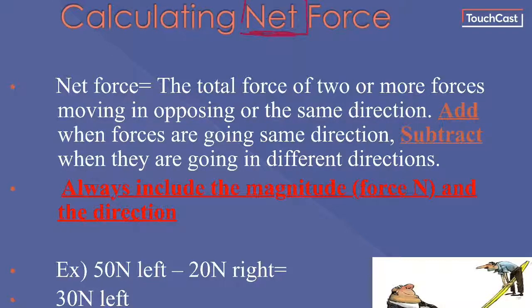Calculating net force. So basically, I've already shown you that. You take the two forces, and depending on if they're going in opposite directions or the same directions will determine whether or not you add or subtract. So it says on your notes, when forces are going in the same direction, you're going to add. If all the forces are going in the same direction, you're combining those forces, so you would add. Then you would subtract if they're going in different directions. So add for the same, subtract for different. And you always include the magnitude or the amount of force in newtons, as well as the direction.